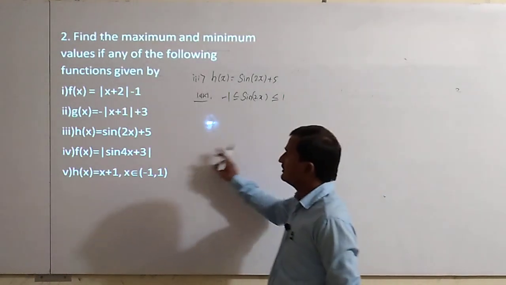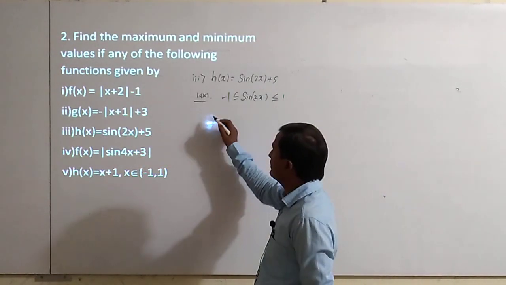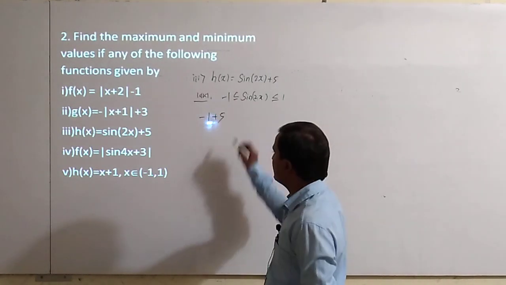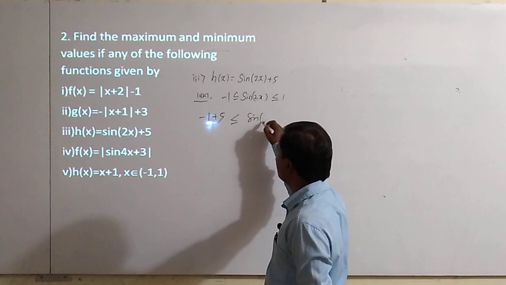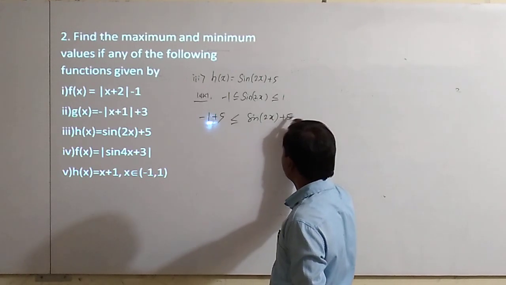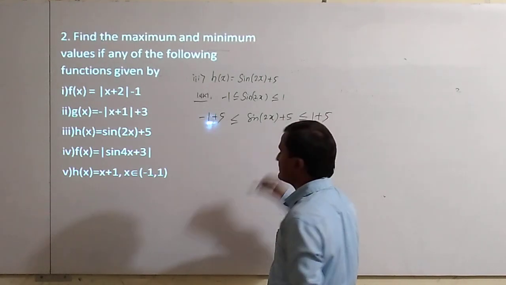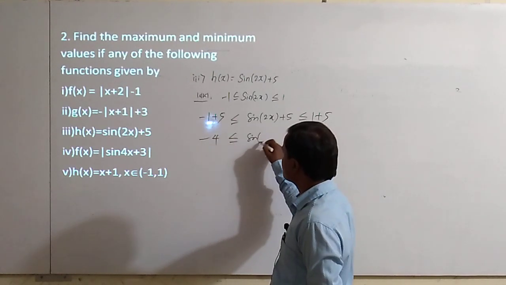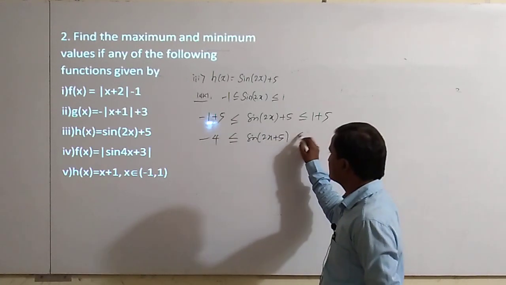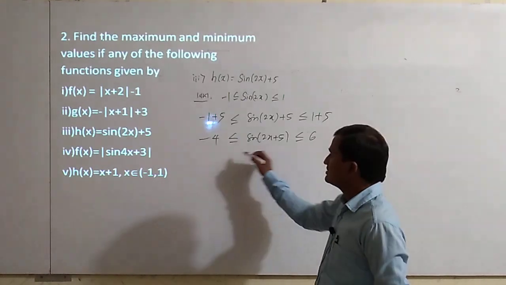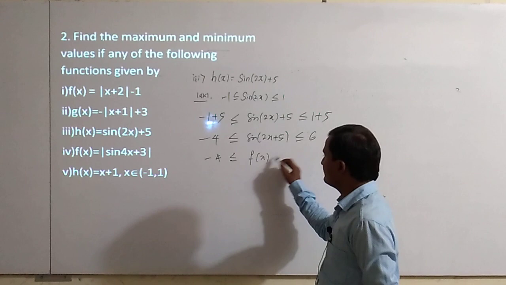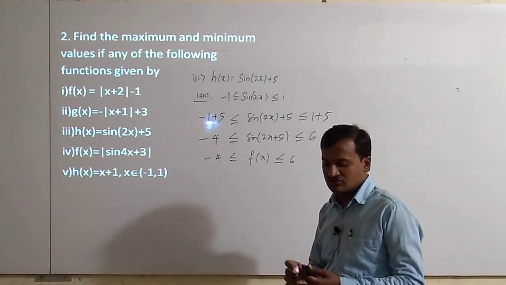Okay, now what is the functional value? Plus 5. Now we will write like this, minus 1 plus 5 is less than or equal to sine 2x plus 5, which is less than or equal to 1 plus 5. Is it right? So what is the value? Minus 4 is less than or equal to sine 2x plus 5, which is less than or equal to 6. So minus 4 is less than or equal to, this is what? F of x, and this is less than or equal to 6.